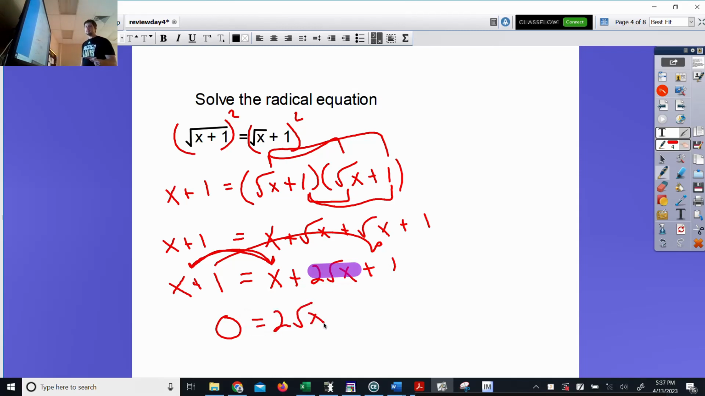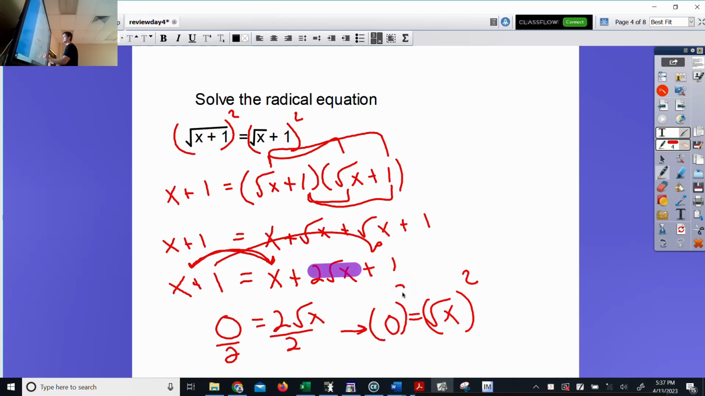You ought to know what x is now, but if you don't, you're going to divide by 2. You're still going to have 0 equals root x. To counteract the radical, you're going to square both sides. A 0 squared is still 0, and ta-da, 0 is x. Does it make sense? It does make sense, because if you put a 0 here, you're taking the square root of 1, which is 1. If you put a 0 there, you'll have root of 0, which is 0, plus 1, which is 1. So it makes sense.